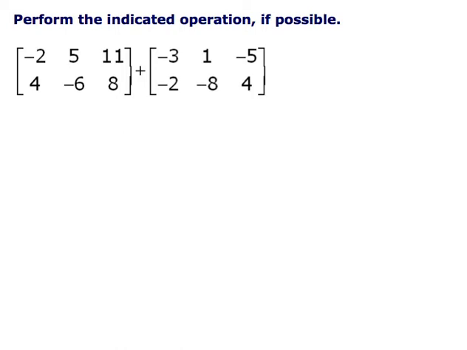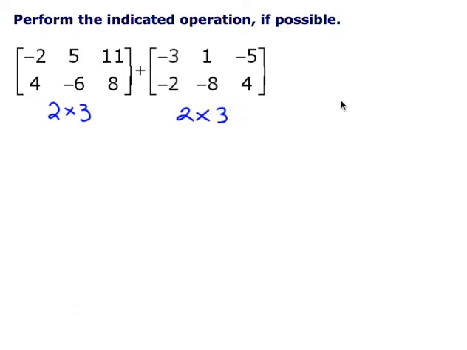Let's perform the operation. Sometimes things are not possible. If you're going to add matrices, they have to have the same dimensions. So let's start out by naming what the dimensions of both of these are. Now if you look at the first one, there's 2 rows, so this is going to be a 2 by, and then there's 1, 2, 3 columns, so this is a 2 by 3. And this second matrix is also a 2 by 3.